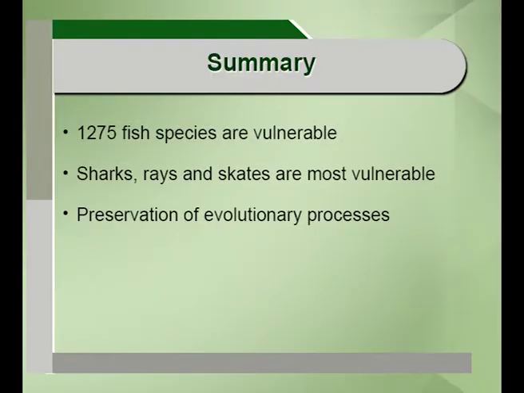To sum it up, India can boast of more than 1300 fish species, and mainly I was talking about the sharks, rays and skates, which are highly vulnerable. So we need to understand this, and conservation measures have to be taken in time. Only then can the evolutionary process be preserved. And finally, we need to end by saying that these fish genetic resources have to be sustainably used for posterity.